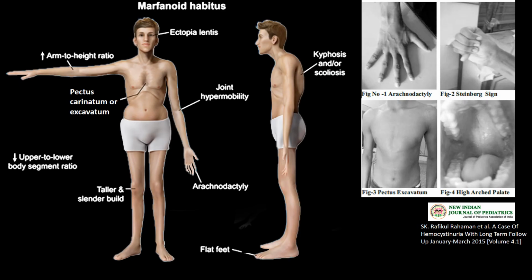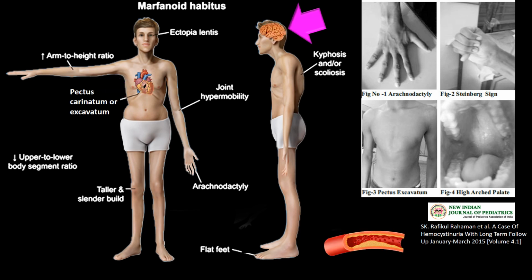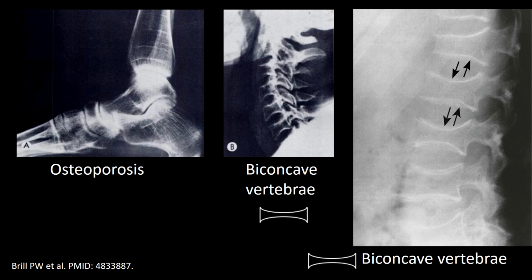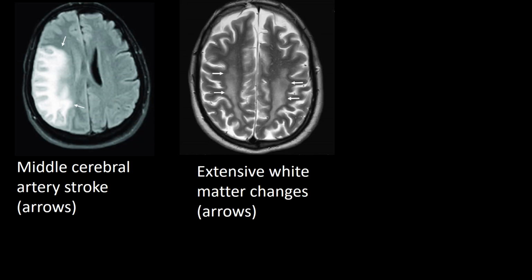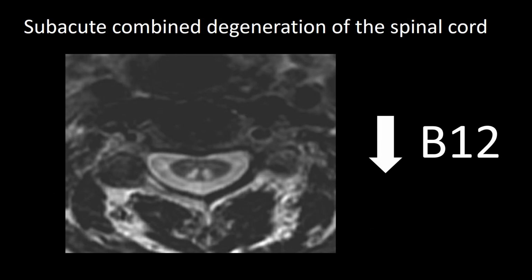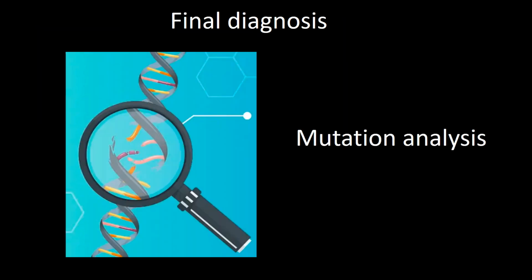In addition, patients with homocystinuria can have vascular system pathology leading to myocardial infarct, cerebral arterial stroke, and venous thrombosis. The main radiological features of homocystinuria are osteoporosis and a biconcave vertebra, as you can see in the cervical spine and lumbar region in this frame. Brain studies can show arterial infarct, extensive white matter changes, and venous and sinus thrombosis. In acquired or hereditary causes of B12 deficiency, we may encounter subacute combined degeneration of the spinal cord, as you can see here. The final diagnosis is done using mutation analysis.